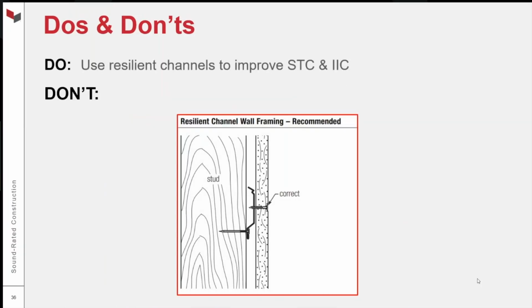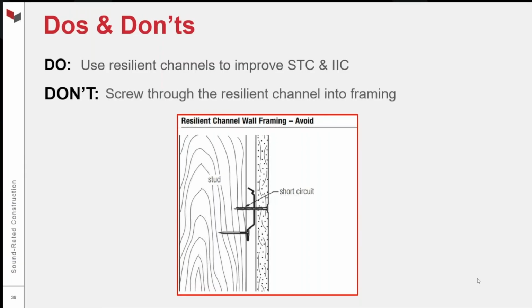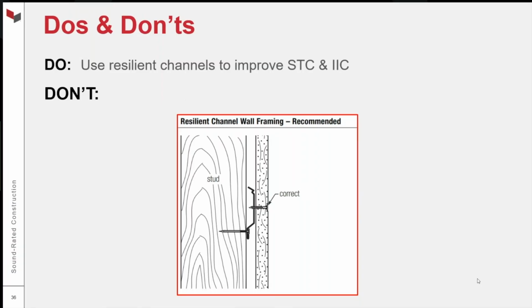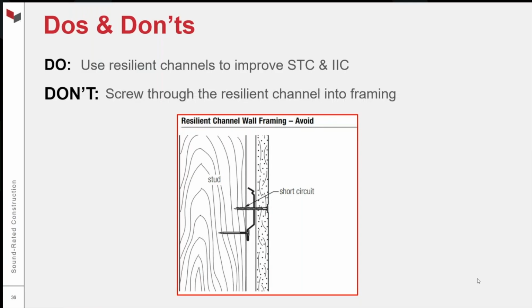Do use resilient channels to improve STC and IIC, but don't short circuit your resilient channels. I want to show the difference here. In the image here, you see that the gypsum panel is screwed into the resilient channel, but the tip of the screw does not penetrate the framing member. If it does, it's what we call a short circuit, and that's a surefire way to reduce the STC of your otherwise high performance wall. Don't short circuit your resilient channels. This happens all the time. We see it regularly. Sometimes it's hard to avoid. It really takes careful installation.